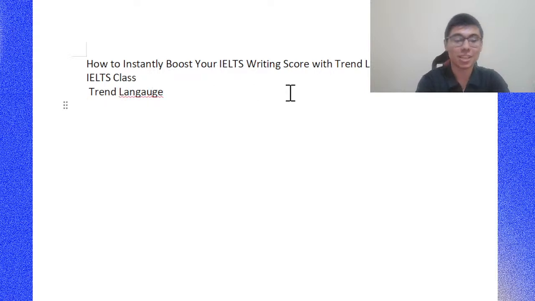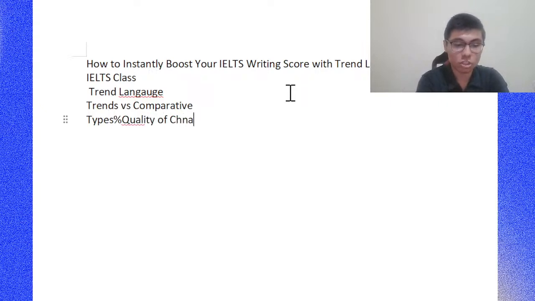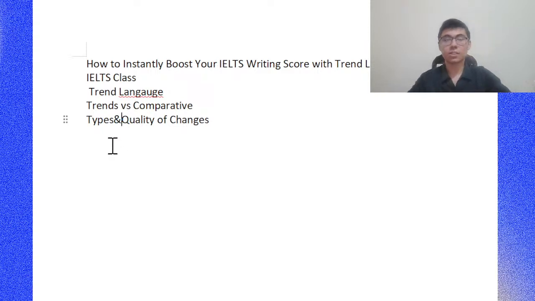And we will also be talking about trends versus comparative language, and we will be talking about where students make a lot of the mistakes and the root causes of those mistakes. We will also talk about types and quality of changes in IELTS Writing Task 1. I will specifically show you how to express those changes, increases, decreases, and fluctuations.